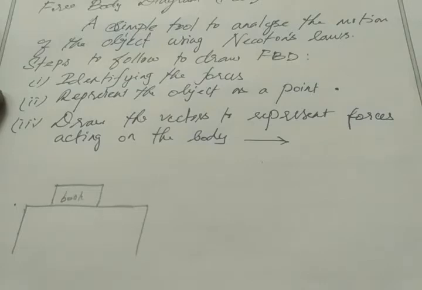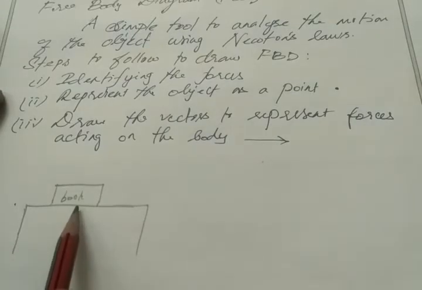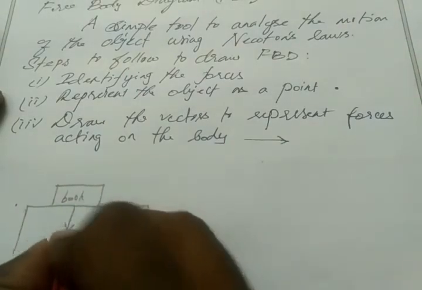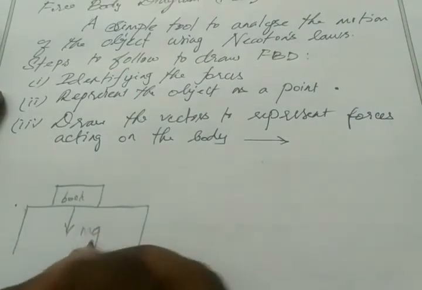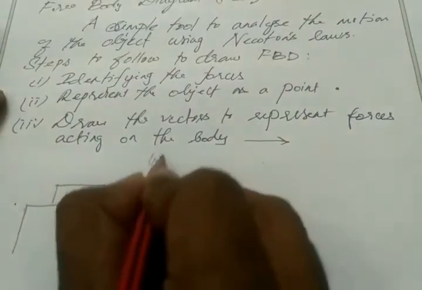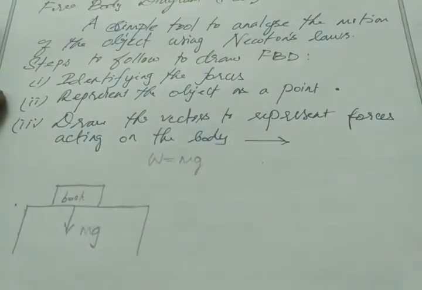Initially the book has a certain weight, right? So the book has a gravitational force acting towards the ground. The first one is the gravitational force, or we can say the weight of the object, which is acting towards the ground. We write it as mg. mg is nothing but weight. We know the formula of weight, W equal to mg, mass into gravity. So this is the first force.